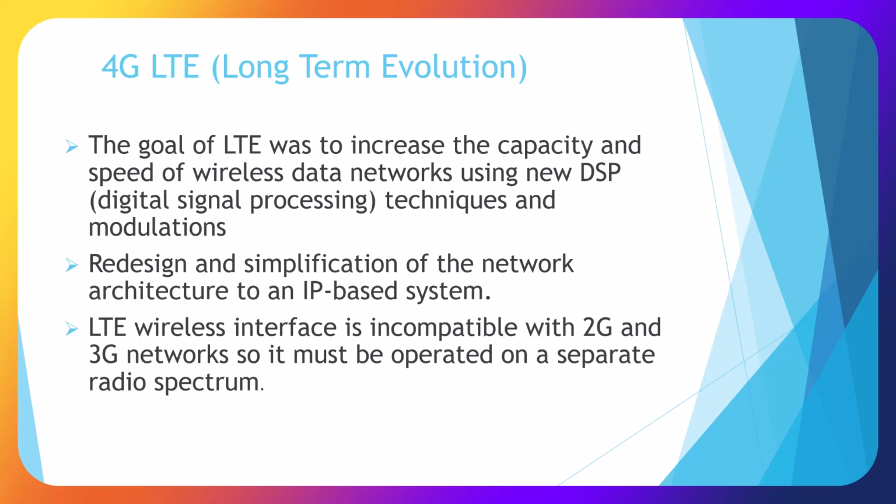So LTE was designed to increase the capacity and speed of the wireless data networks by using digital signal processor techniques and modulation. So they had to redesign and simplify the network architecture to become an IP-based system, so essentially a computer system. LTE wireless interface is incompatible with 2G and 3G, so it must be operated on a separate radio spectrum.